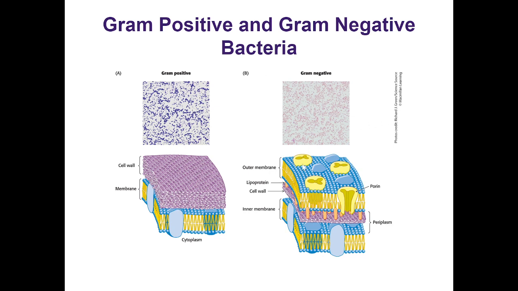Gram-negative, on the other hand, has an outer cell membrane and a porin. This right here is your lipoprotein. This right here is your cell wall. All together, this entire region is called the periplasm.